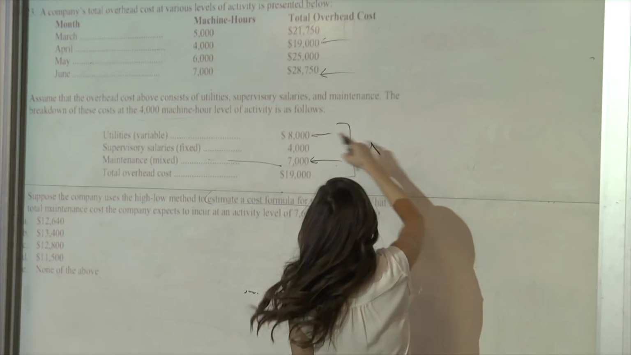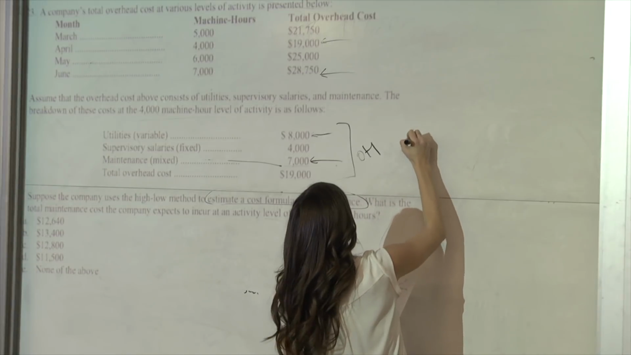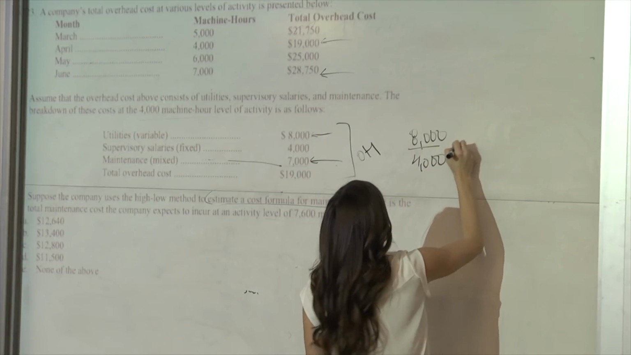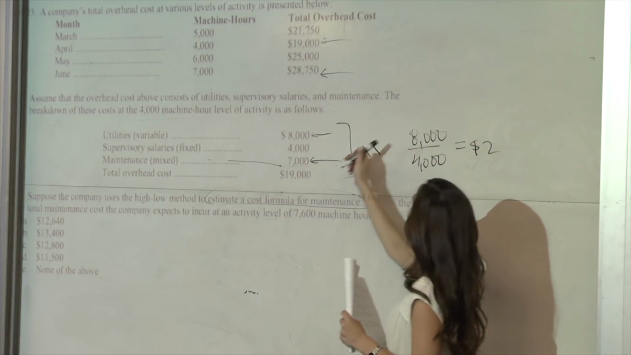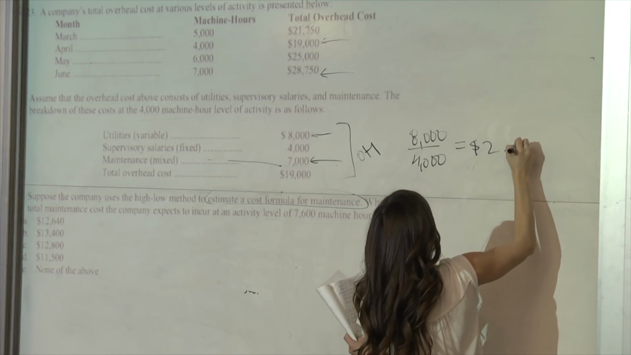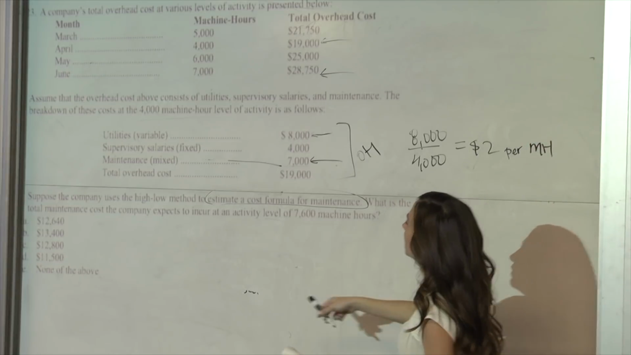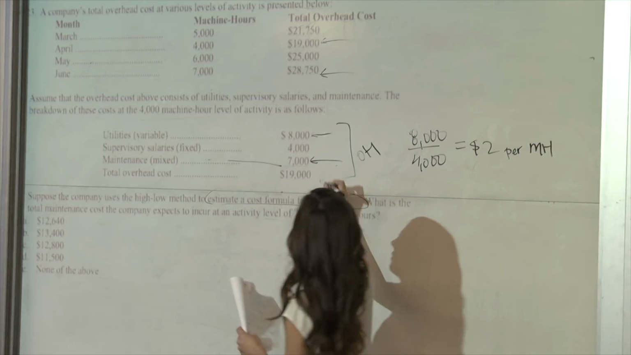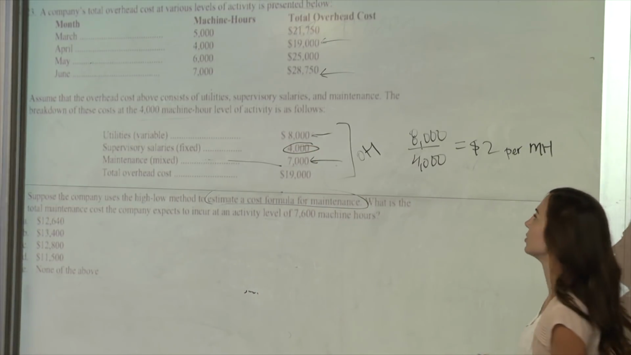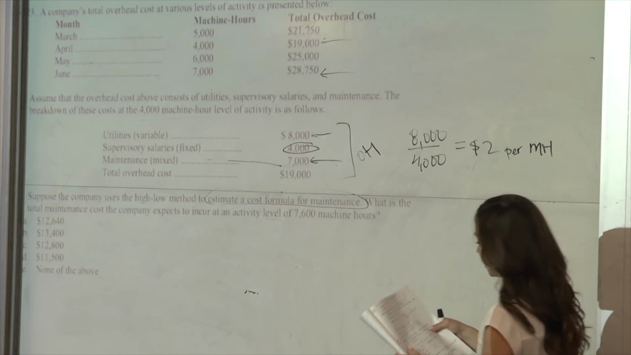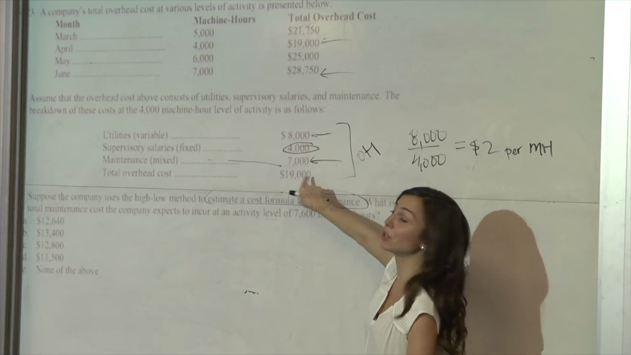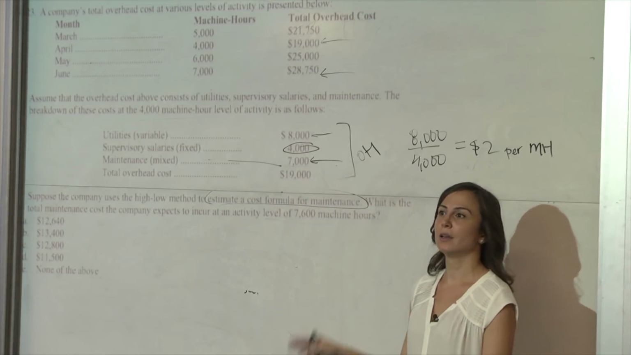We can simply use this given information for the 4,000 machine hours. We have a total cost of 8,000. We have 4,000 machine hours, so that's $2 per machine hour for utilities. Okay, we have supervisory salaries. That's fixed. It's not going to change for any level of activity. It's going to be 4,000. We don't need to do anything there. Okay, so because we know those two components of information, and we know the total overhead cost, we can now get the maintenance mixed costs.